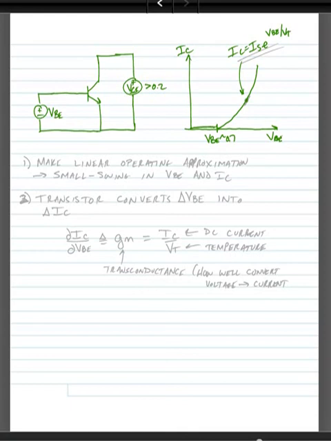Our Q point sets the DC level of the VBE voltage and IC current, and our small amplitude swing is going to occur around this Q point. We're going to make the assumption that the amplitude of the signal does not cause the transistor to leave this bias point in a significant way. In other words, we're going to make a linear approximation.